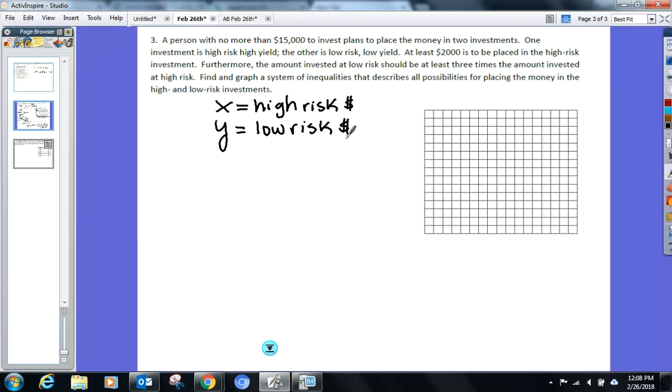The total amount of money he's going to invest can't be more than, okay, can we write an equation that says that? Total amount of money he's going to risk is not going to be any more than $15,000. What do you got for me here? X plus Y, got to be, what's your inequality here? Less than or equal to your 15,000.